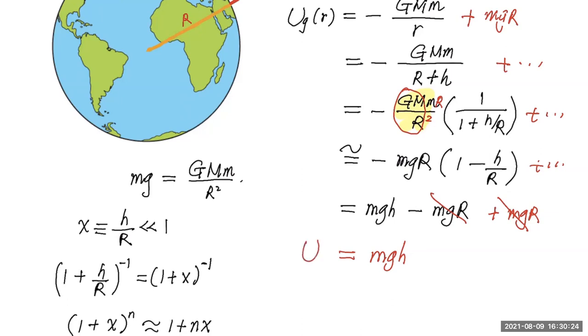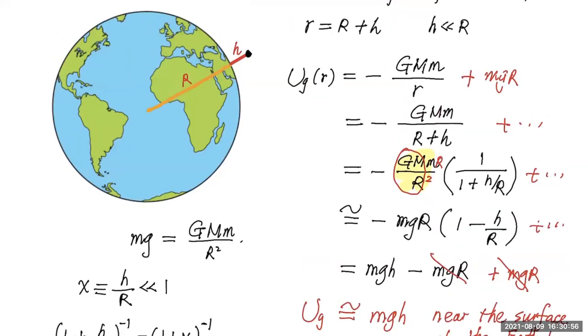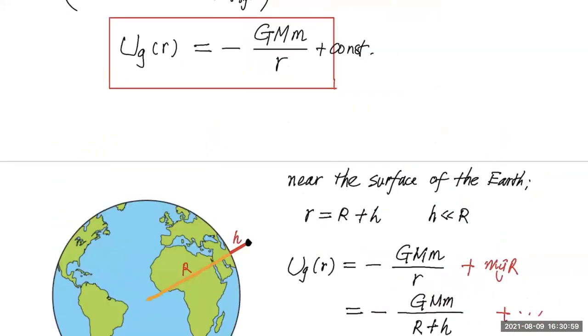Okay, so Ug is roughly mgh near the surface of the Earth. So these two very different looking expressions actually reconcile near the surface of the Earth. This is a special case of the general expression. And this special case does not work very well if the altitude becomes high, so that h is comparable with r or even greater.